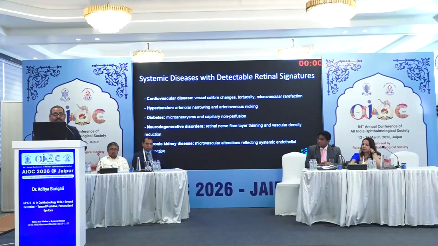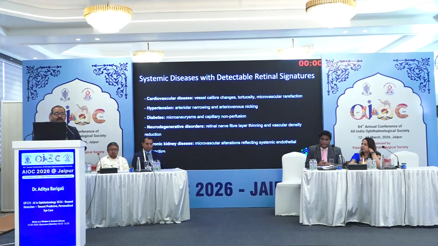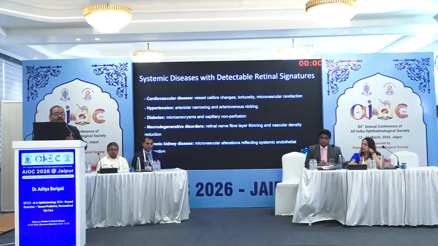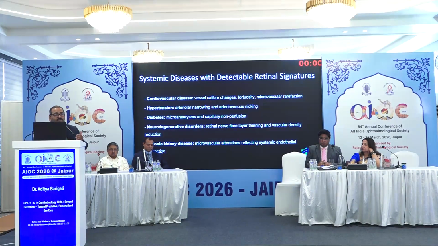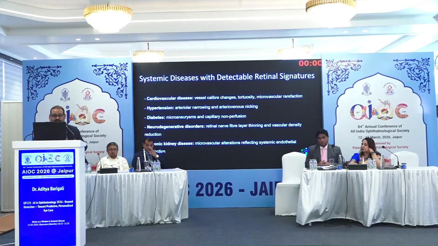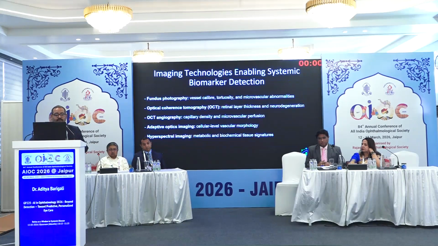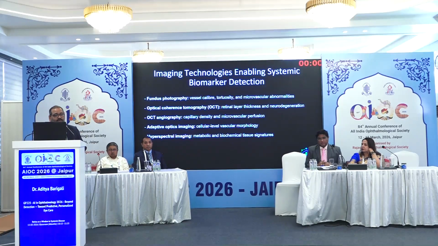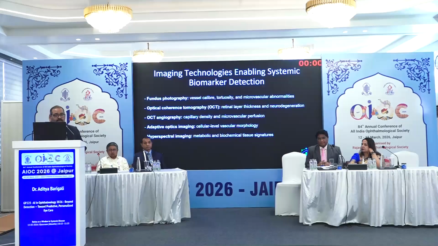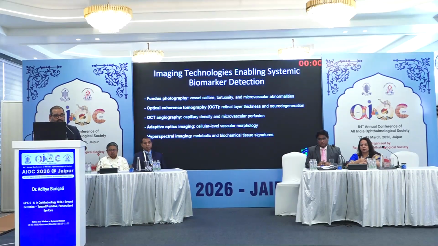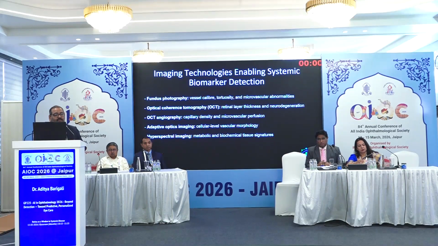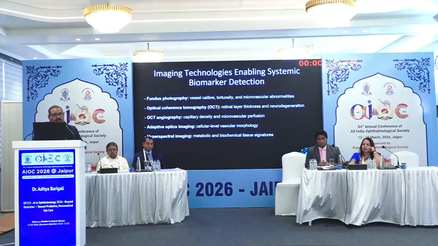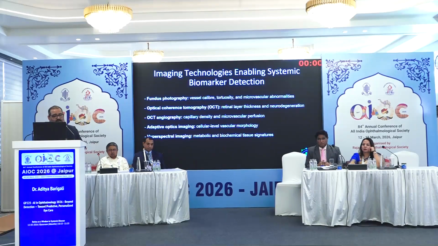Systemic diseases with detectable retinal signatures are already part of AI workflows, which are quite accurate in detecting cardiovascular risk. They are already tending towards diagnosing Alzheimer's through fundus imaging, especially with OCT images. So the imaging technologies which enable systemic biomarker detection are fundus photographs, both mydriatic and non-mydriatic, and OCT angiography now to look at choroidal capillary remodeling as well as dropout. Adaptive optics imaging, though it is in a research mode, has still not reached commercial level.